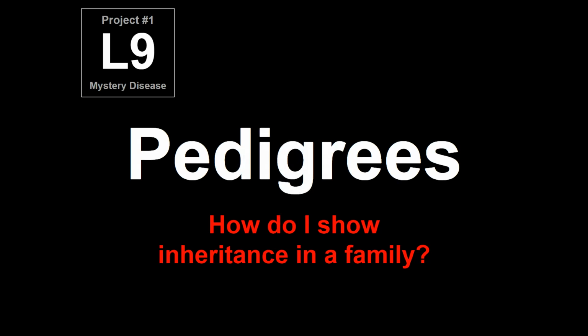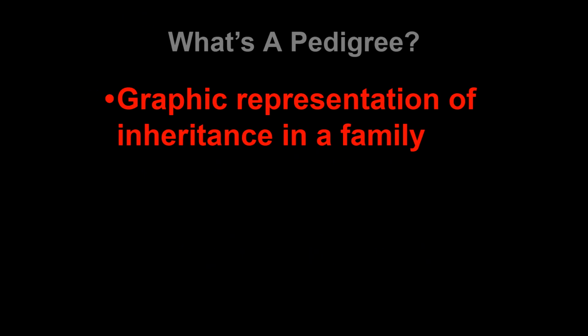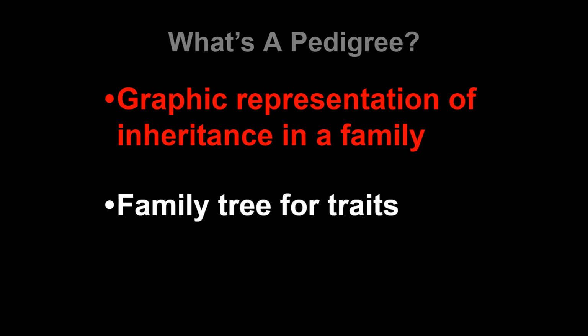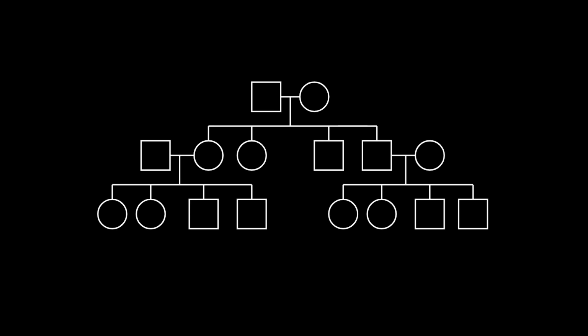In this video, we are going to look at pedigrees and how we can use them to show inheritance in a family. So a pedigree is simply a graphic representation of inheritance in a family. And you can think of it like a family tree for your traits. So here's an example of a pedigree of a particular family. And we'll look at exactly how to draw this and how to interpret this here in a second.